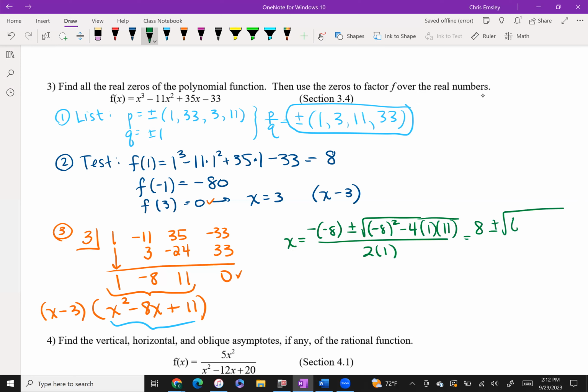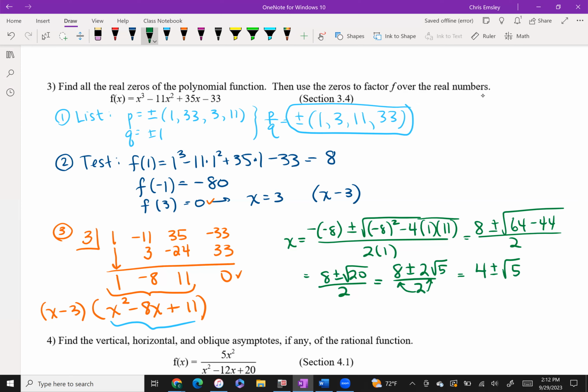We get 64 minus 44 under that radical. 8 plus or minus the square root of 64 minus 44, which is 20. Sorry, square root of 20, don't lose that. Square root of 20 does simplify. 8 plus or minus 2 times the square root of 5 over 2. And we can reduce or simplify here. Be careful, make sure you divide both terms by 2, not just the leading term, not just the 8. So we get 4 plus or minus the square root of 5.